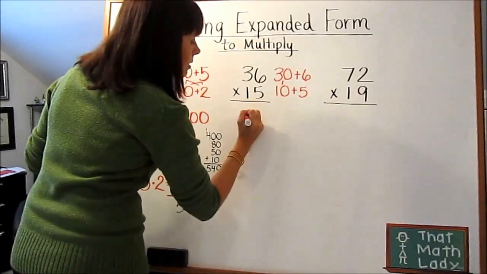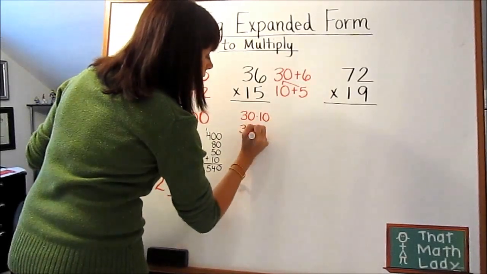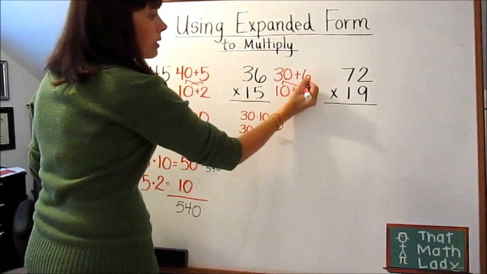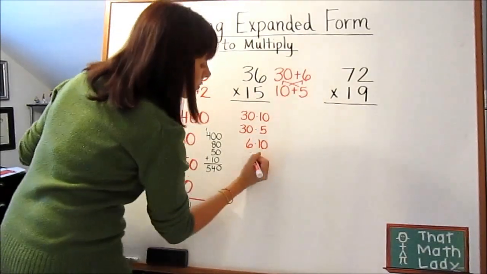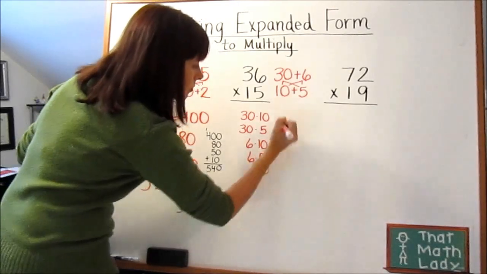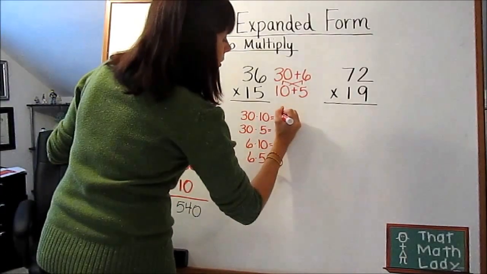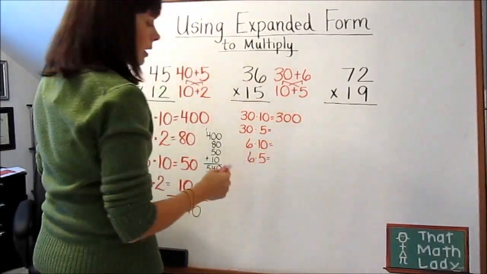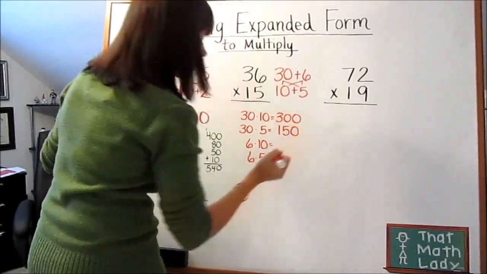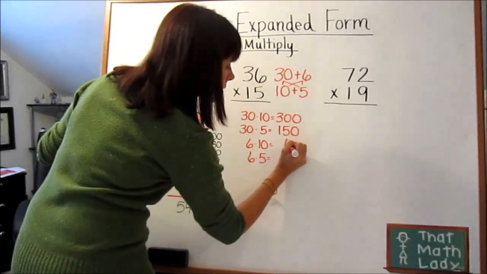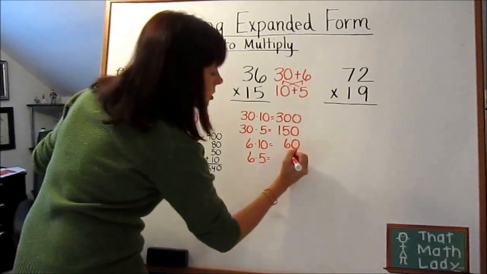So 30 times 10, and then 30 times 5, and then 6 times 10, and 6 times 5. Go ahead and get some products here. So 30 times 10 is 300. And 30 times 5 is 150. 6 times 10 is 60. And as you can see, I'm lining up my numbers a little bit better this time. And 6 times 5 is 30.